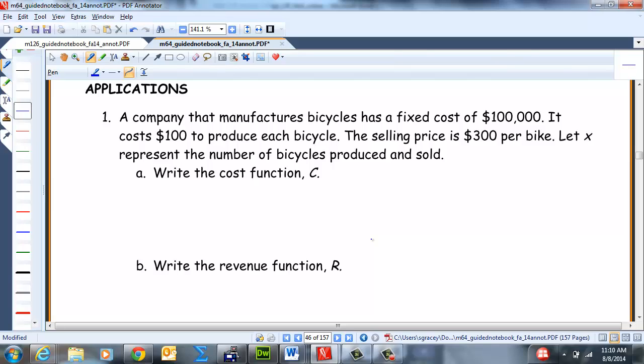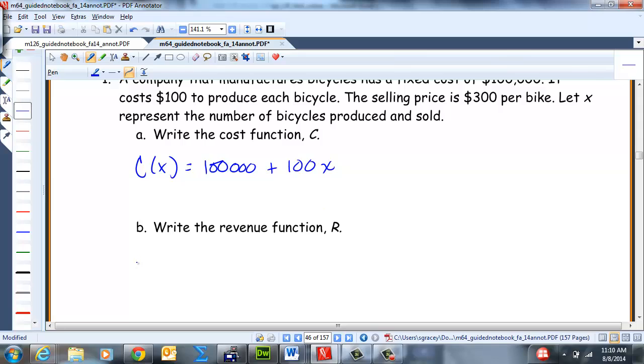So let's write our cost function first. So the cost function, what is the fixed cost? Good, $100,000. And then each bicycle costs $100 to produce. And we'd multiply that times X. Now the revenue function, they're charging $300 per bike. So the price, 300 times the number of bikes sold.